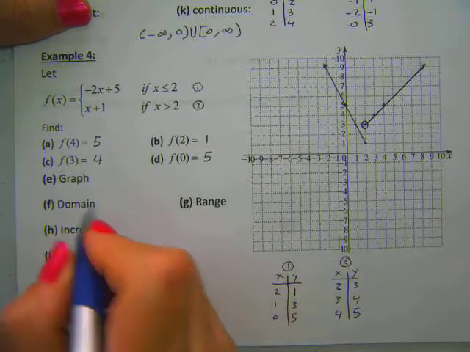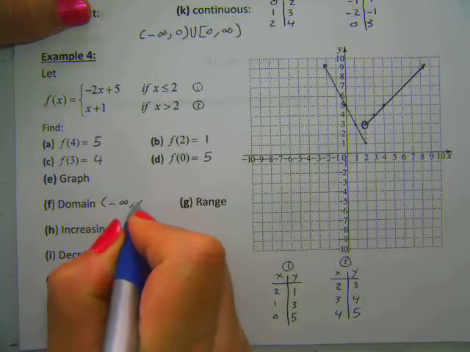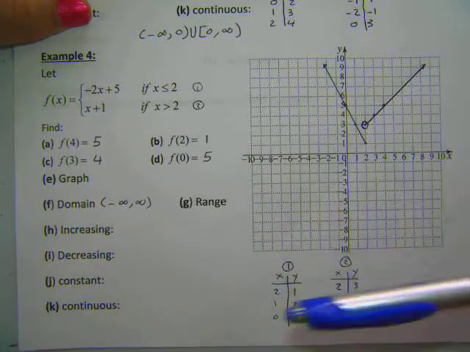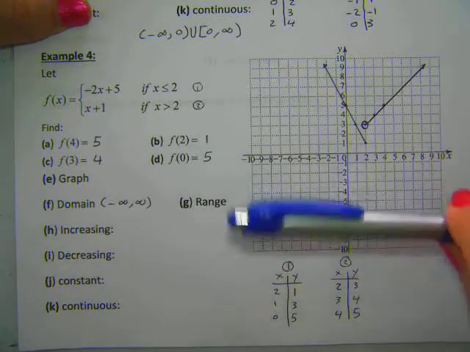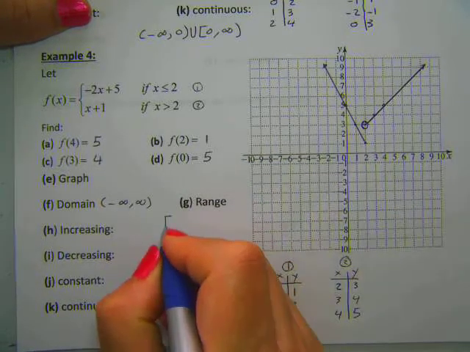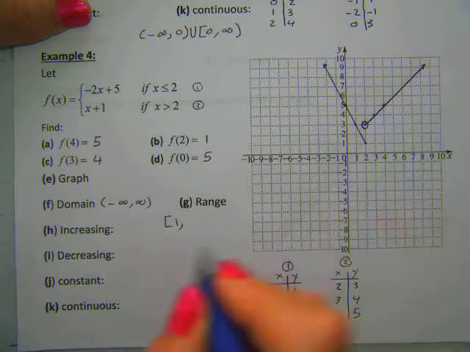So let's continue. Domain is negative infinity to infinity. Let's look at the range. Remember, it's down to up. So where do we start? We start at 1, including 1. Then we're going to go to infinity.